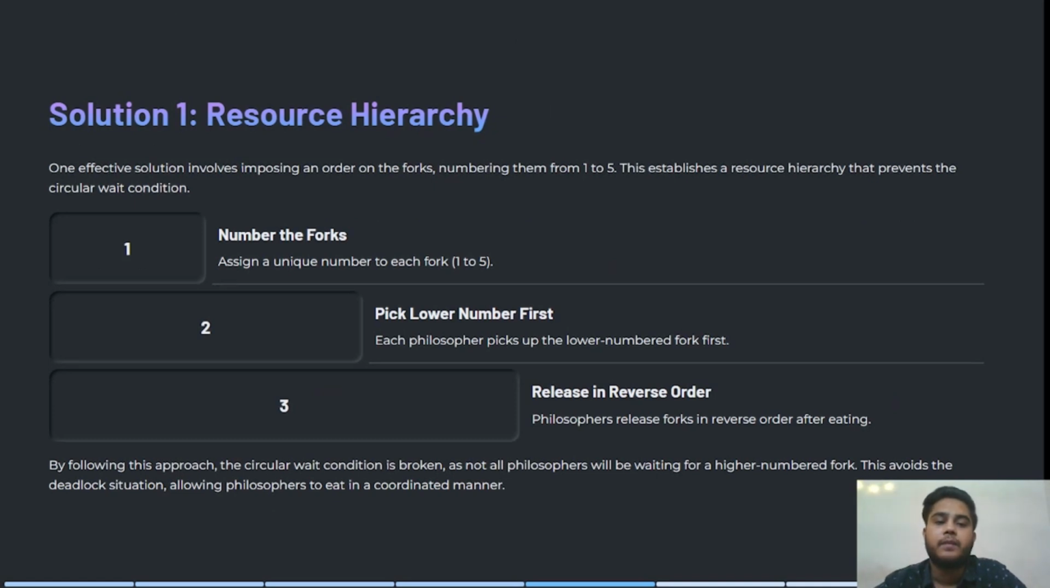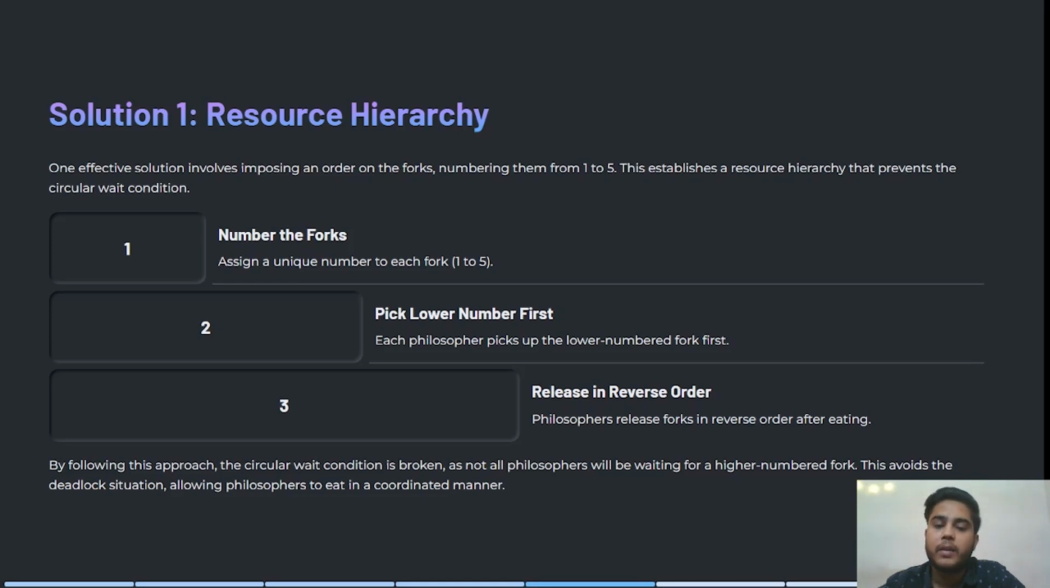Solution number one: resource hierarchy. One effective solution involves imposing an order on the forks, numbering them from 1 to 5. This establishes a resource hierarchy that prevents the circular wait condition. First, number the forks: assign a unique number to each fork, 1 to 5.